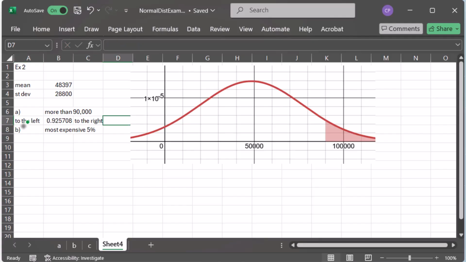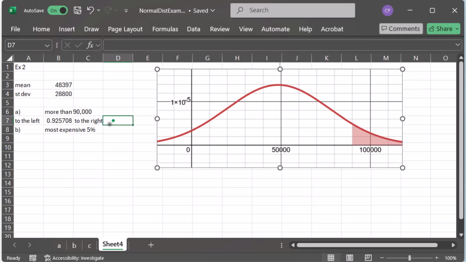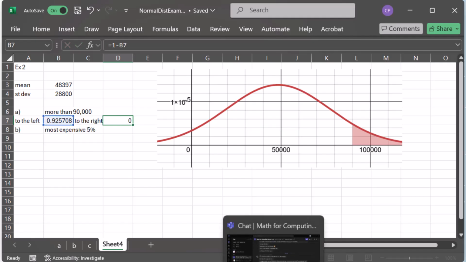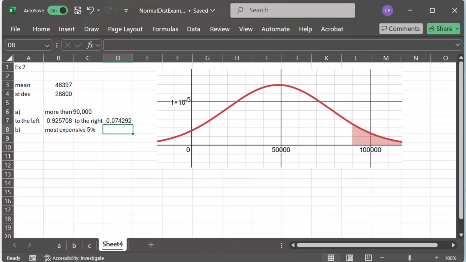The area to the right that we actually want here is just the total area minus the area to the left. And the total area under the bell curve is always 1 because that's 100% probability. So I just do equals 1 minus, and then do my area to the left value. I'm doing this as a separate calculation here to get 0.074292. This would be our answer here.